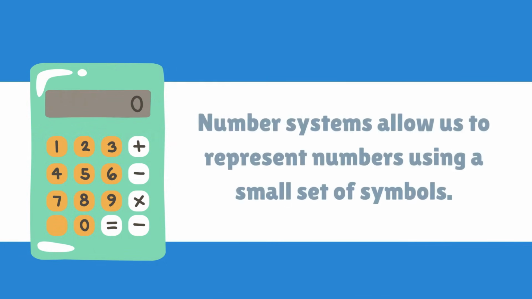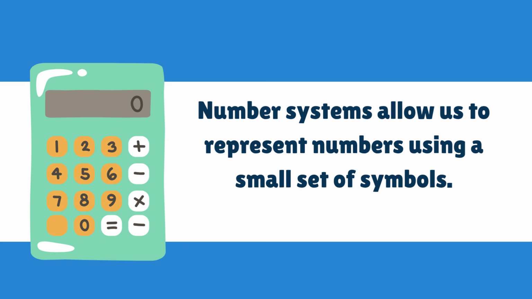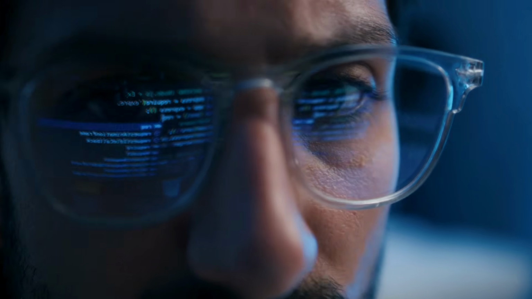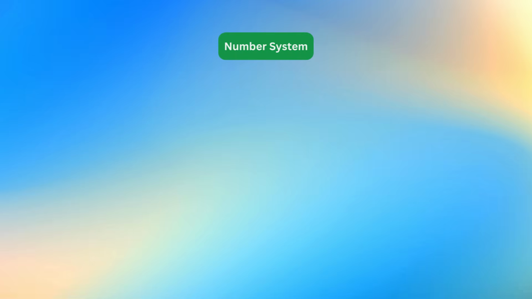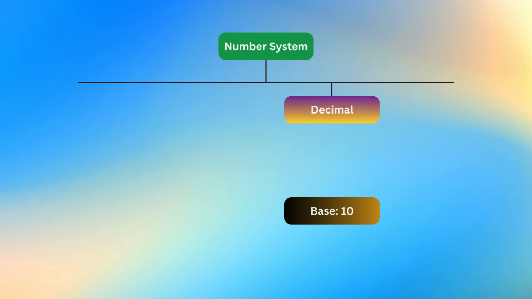In short, number systems allow us to represent numbers using a small set of symbols. That's why we can think of number systems as the computer's language. Different systems are used depending on the situation. In mathematics and computing, we use different number systems to represent values. The most familiar is the decimal system, or base 10, which uses digits 0 to 9.